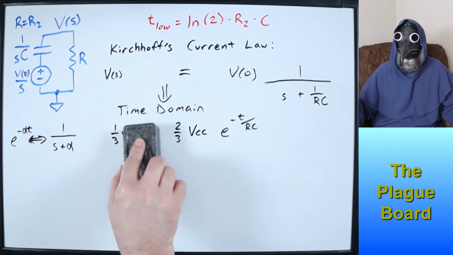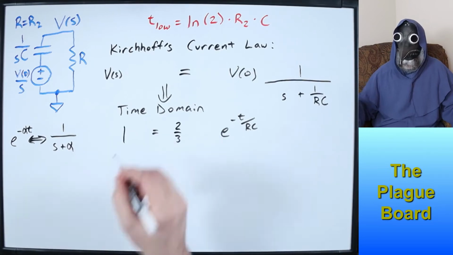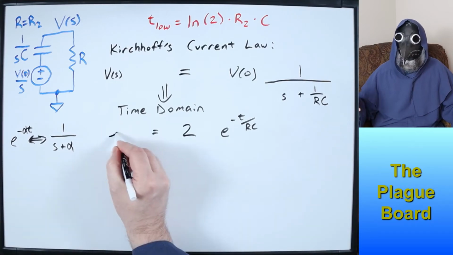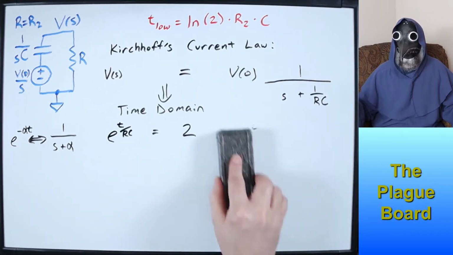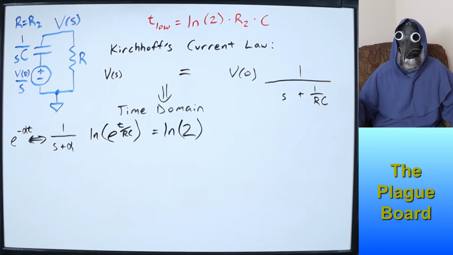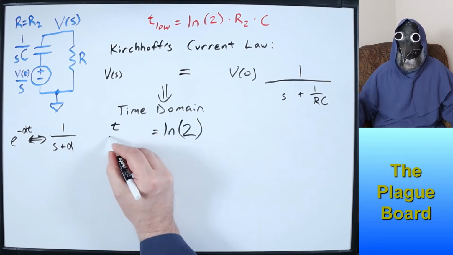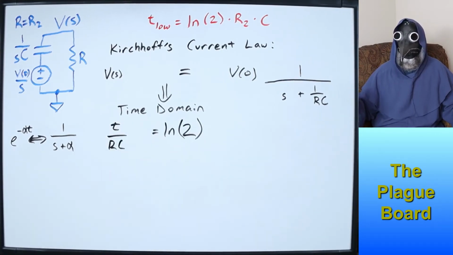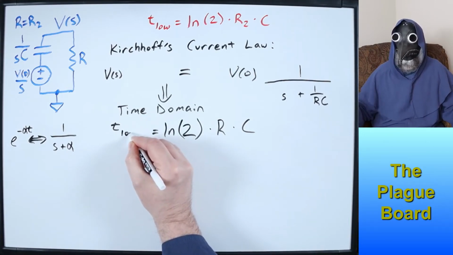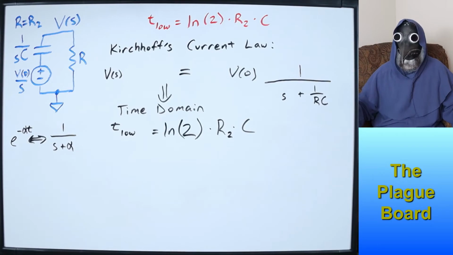I'll divide each side by VCC, then multiply each side by 3. Now, I'll multiply each side by e to the t over RC. This will get rid of e to the negative t over RC. Now, I want to take the natural log of each side. Since natural log is the inverse function to e, it will cancel out the e and we're left with t over RC equal to the natural log of 2. Now we can multiply each side by RC. And since R represents R2, the time low is equal to the natural log of 2 times R2 times C.